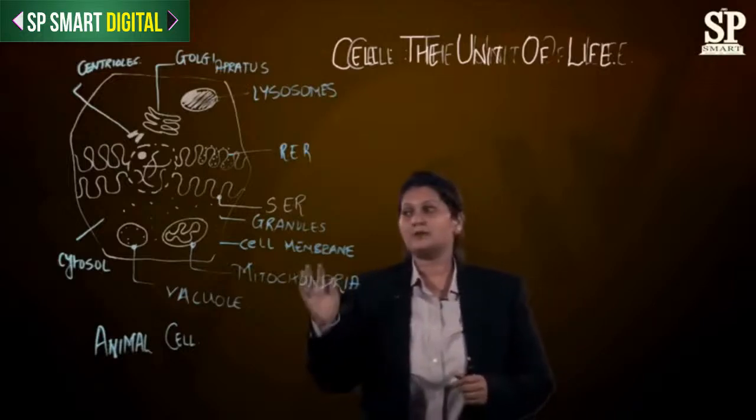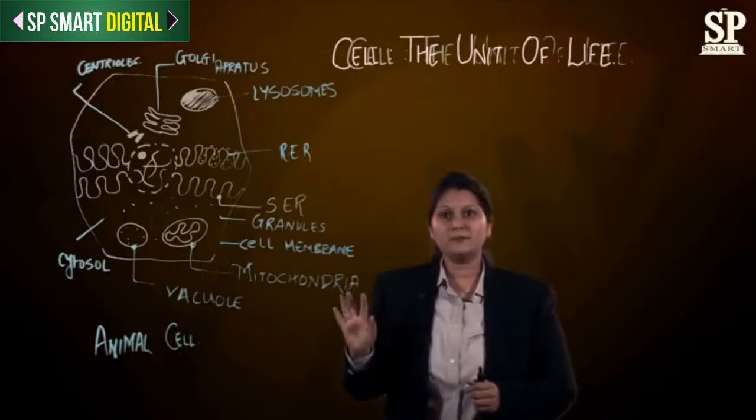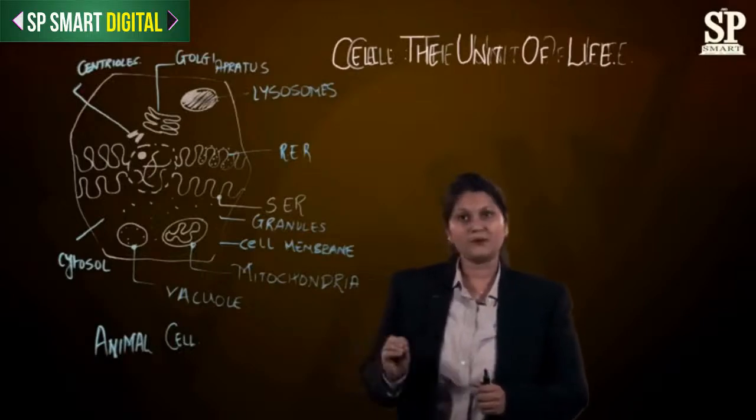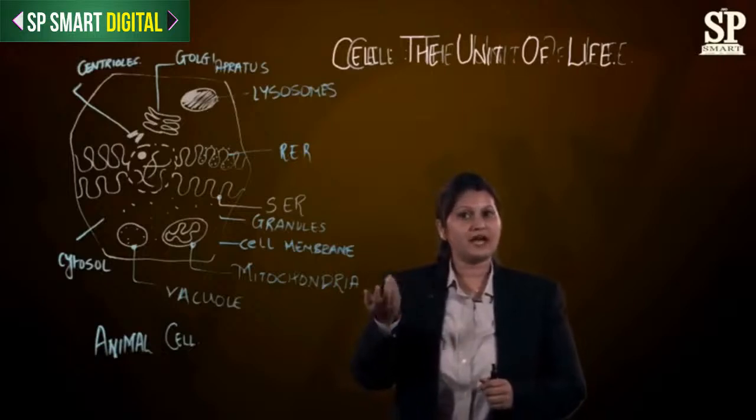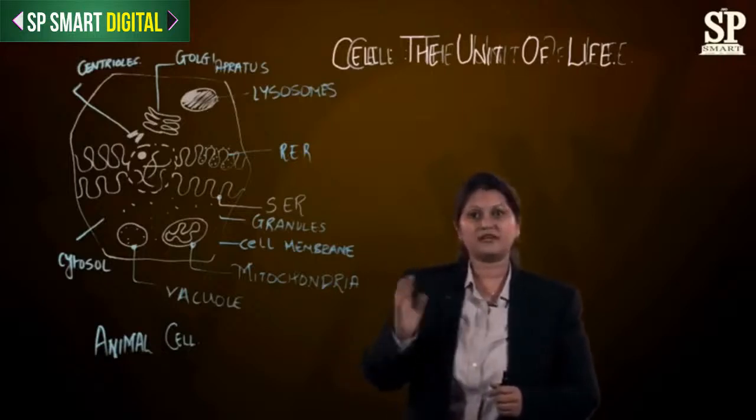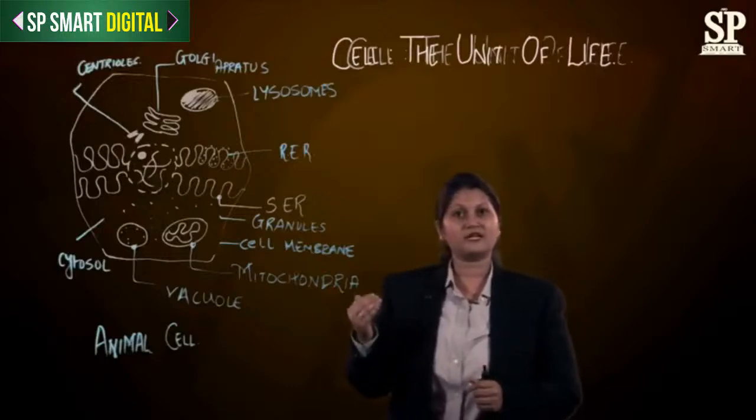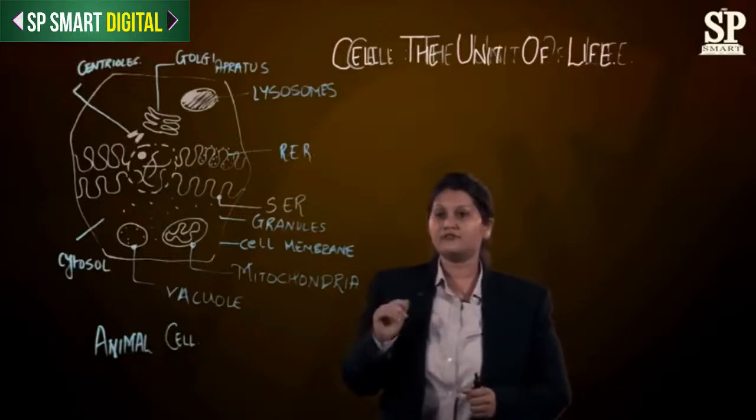So the outer covering of an animal cell is the cell membrane or the plasma membrane. Now we all know the plasma membrane in a eukaryotic cell is made up of a lipid bilayer, that is the phospholipid bilayer, which will have a hydrophilic head and a hydrophobic tail with integrated proteins and peripheral proteins. This we have already studied in the last session. Also, along with that there are a few differences.